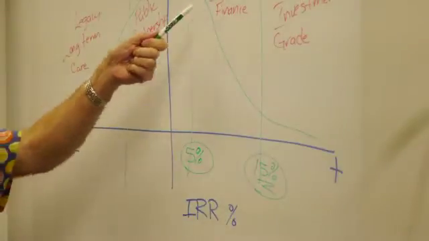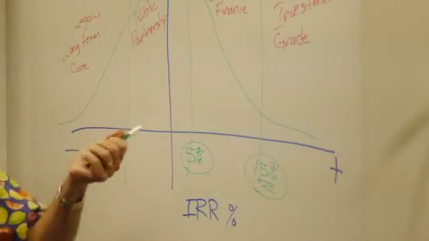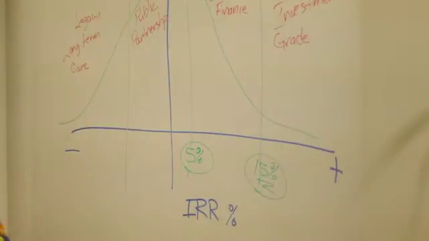They don't owe the bank? They own the property. They don't have any mortgage on it. There's no debt attached to it.